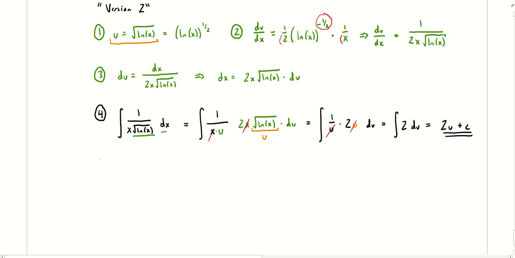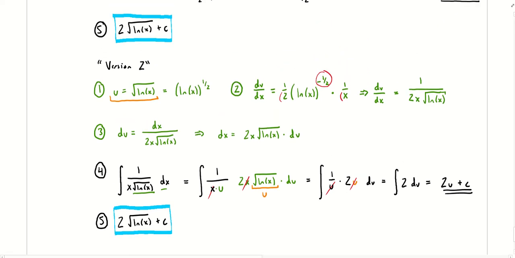And so in step 5, we replace u with what we said it was up here. U is the square root of the natural log of x. So our final answer becomes 2 times the square root of the natural log of x plus c, which, if we scroll up a little bit, I think I can fit both of these on the page, yep, we get exactly the same answer we got using the natural log of x as our u.